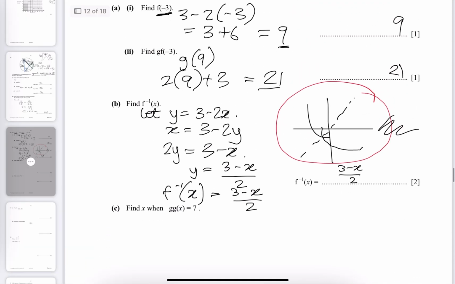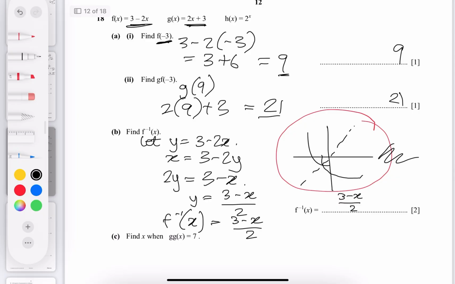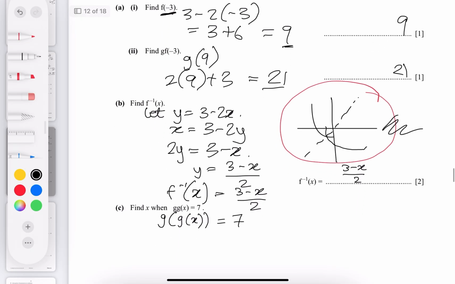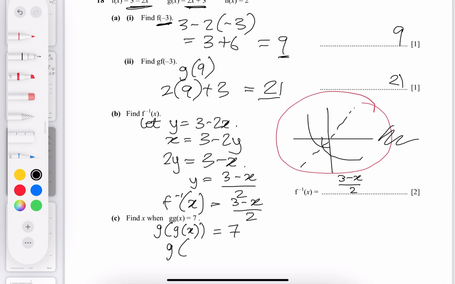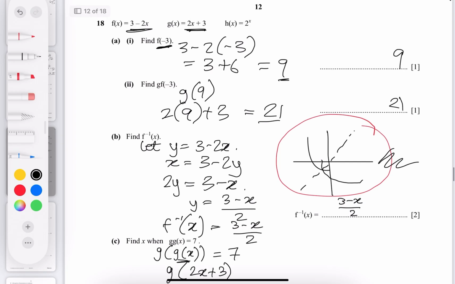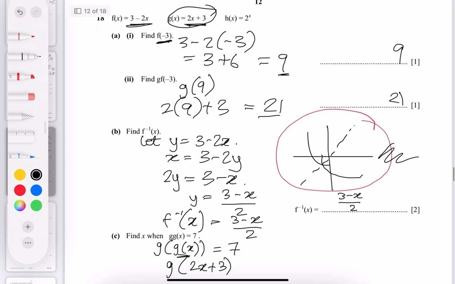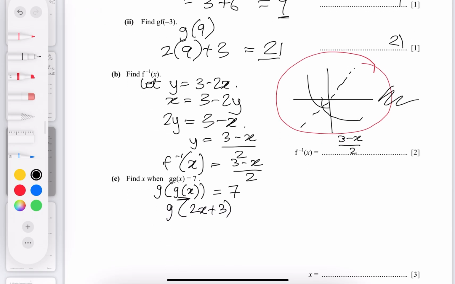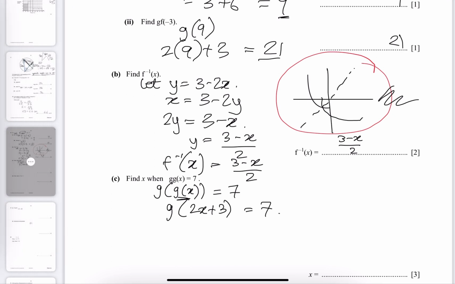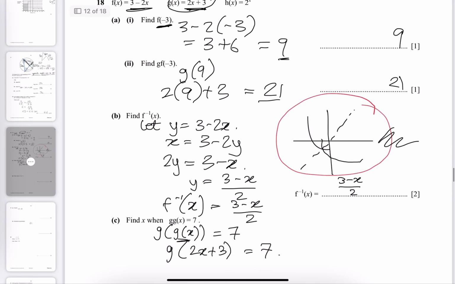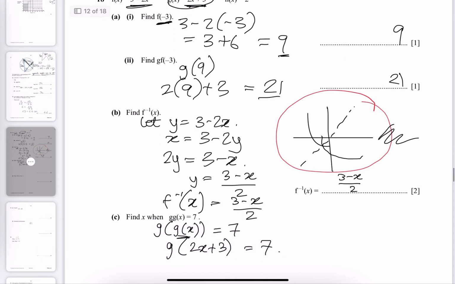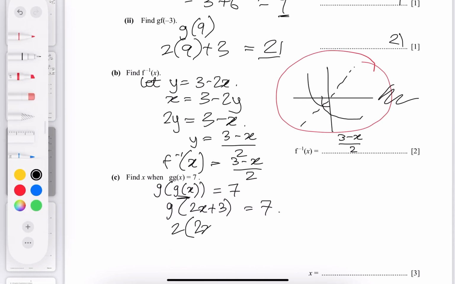Next, find x when g of g of x is 7. So we can rewrite this with an extra pair of brackets, like that. Makes it easier for us to see what's going on. So we can replace g of x by 2x plus 3 up here, and then this is equal to 7. And now if we replace the x in the function with 2x plus 3, it becomes 2 times (2x plus 3) plus 3 equals 7.